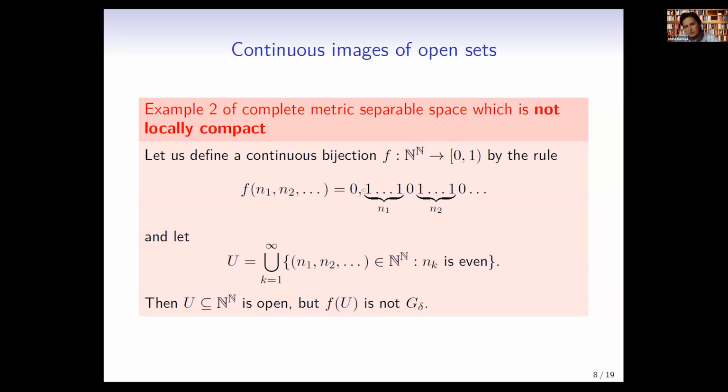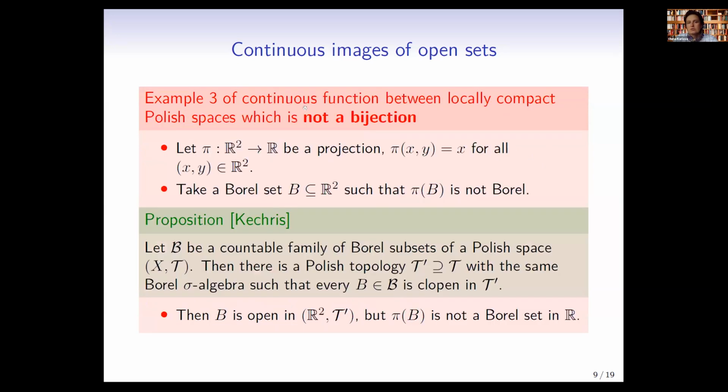We consider n1 ones, then 0, then again ones, but with an amount of n2, 0, and so on. This is a binary representation of a number between 0 and 1. And if we consider such an open set of the product N to the power N, so all such sequences where the sum of nk is even, then the set is open, but we can prove that the image is not a G delta set.